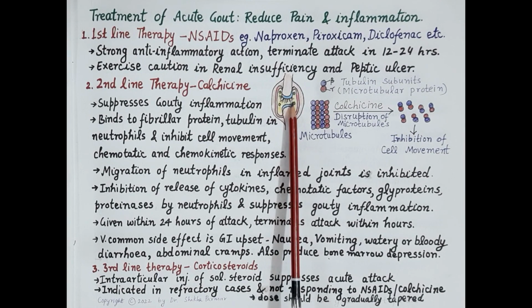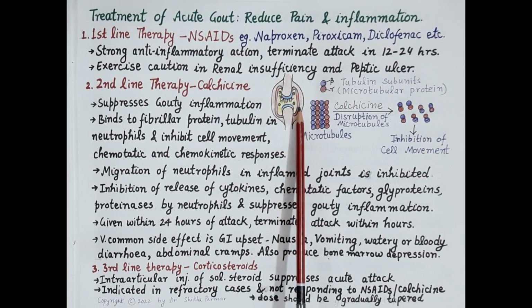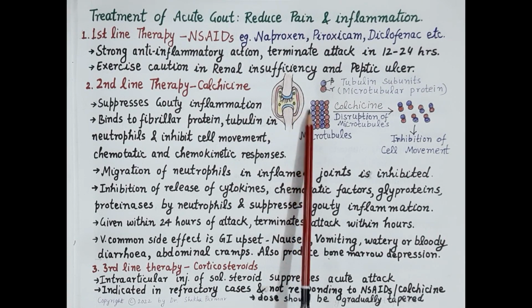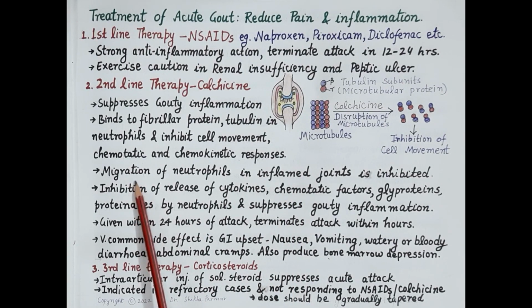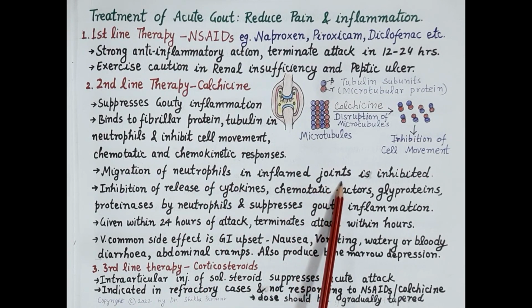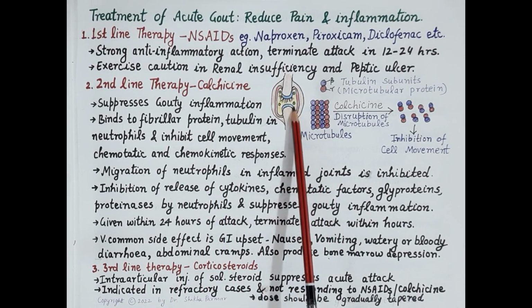Now, because of the production of chemotactic factors, neutrophils, they migrate in the joints, and these neutrophils, they further aggravate the process of inflammation. Now, main function of colchicine is to inhibit movement or migration of neutrophils in the inflamed joints. So, colchicine inhibits the migration of these neutrophils in the inflamed joints.